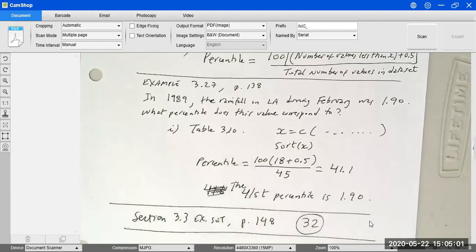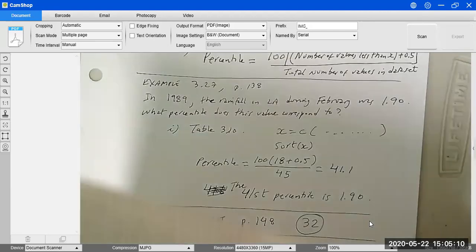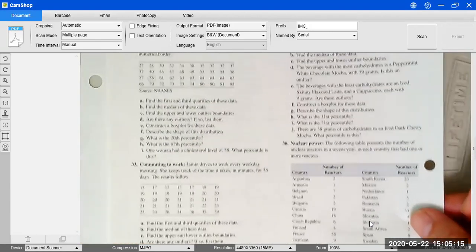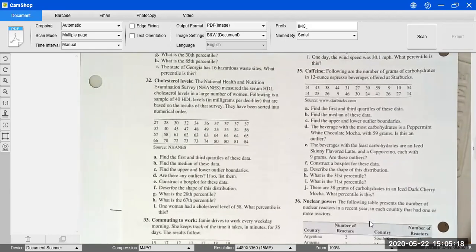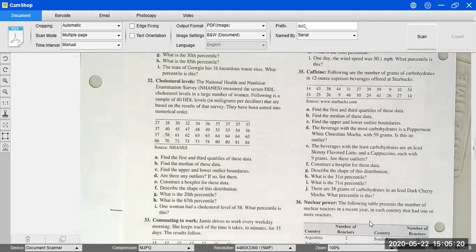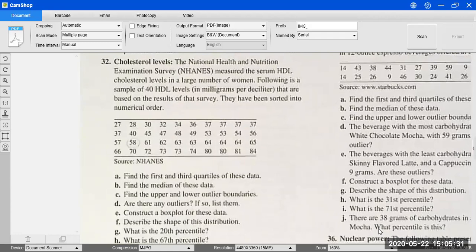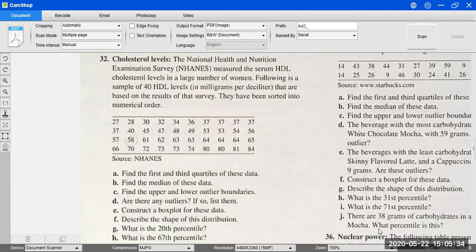So let me look for the problem for you. So 148. So we have here problem 32. Okay, problem 32. You have a data set. Remember, you're gonna need to sort out this data set. Problem 32 is about cholesterol levels. So you have 40 values there, and you're going to respond to these questions.